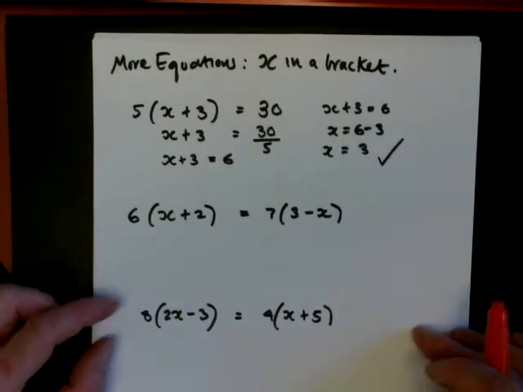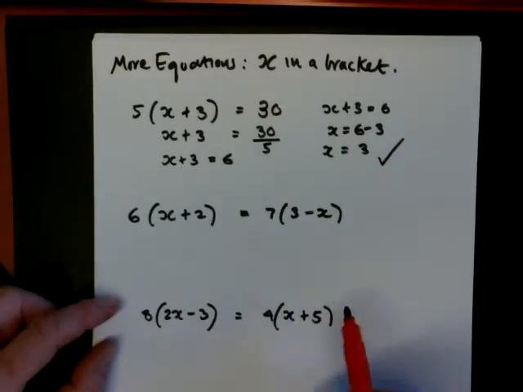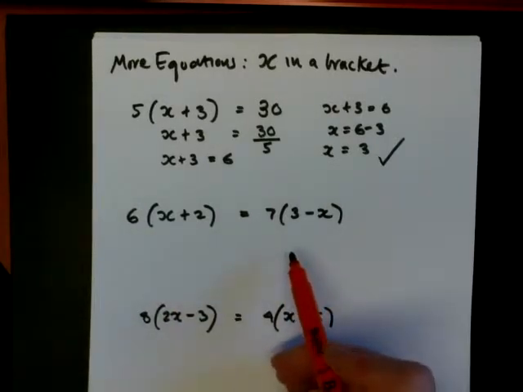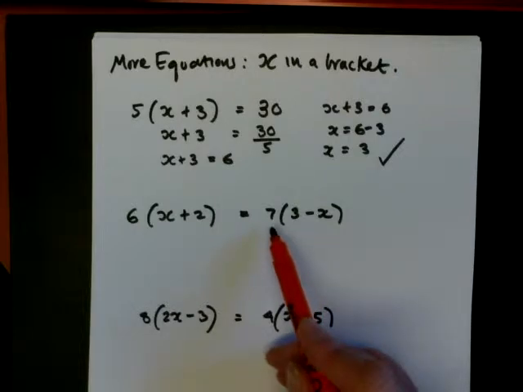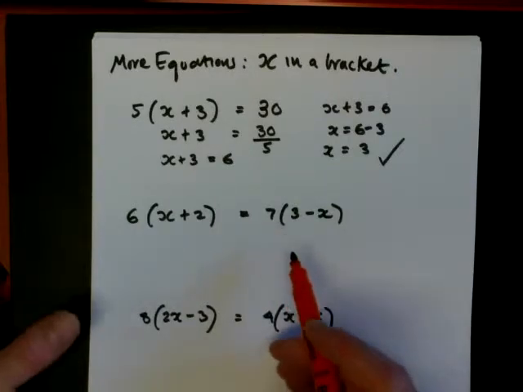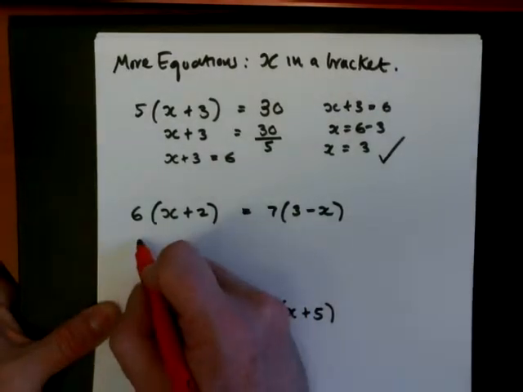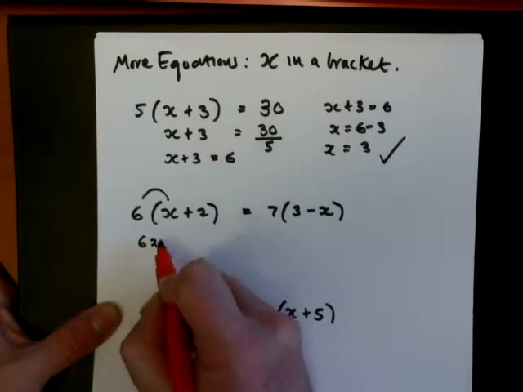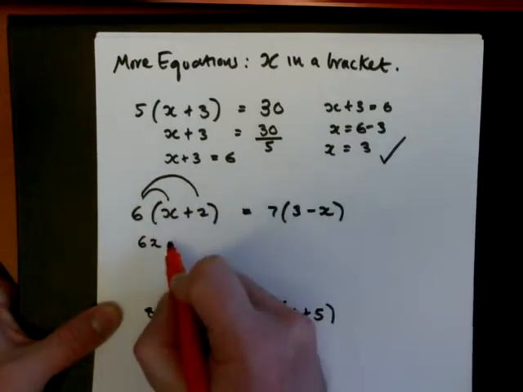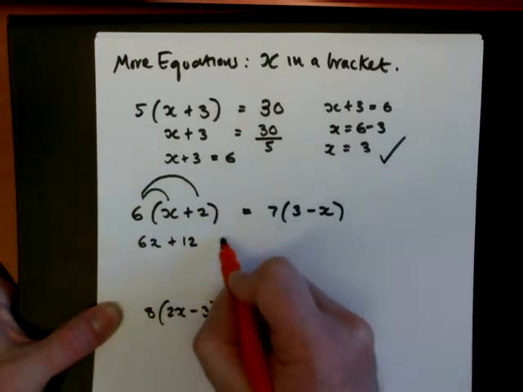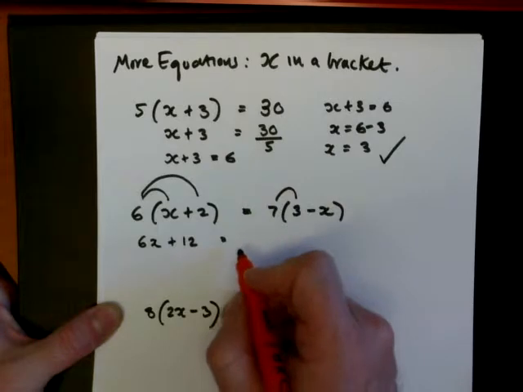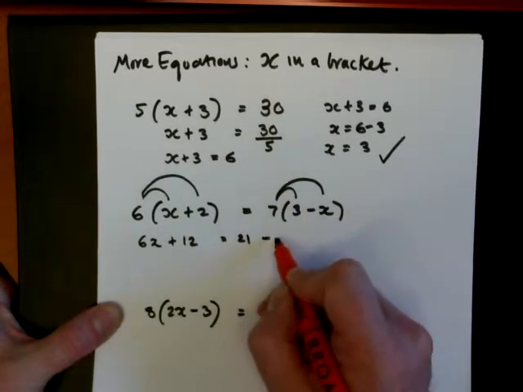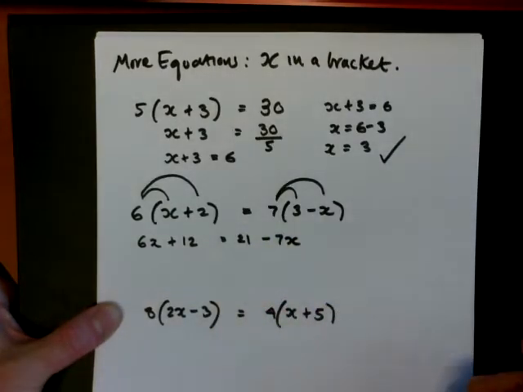Now the next question, we've got brackets on both sides. So if we move the 6 across, it's not necessarily going to make it any easier. We're going to have a fraction. So in this particular case, we use a different method, and that is to open out the brackets. So we have 6 times x. We must also remember we have 6 times 2, which is 12. We then have 7 times 3, which is 21, and 7 times minus x, which is minus 7x.